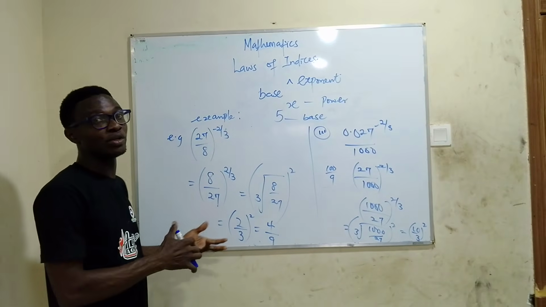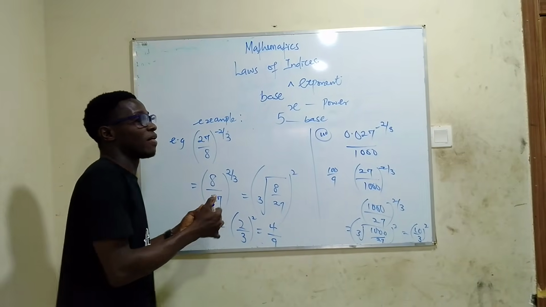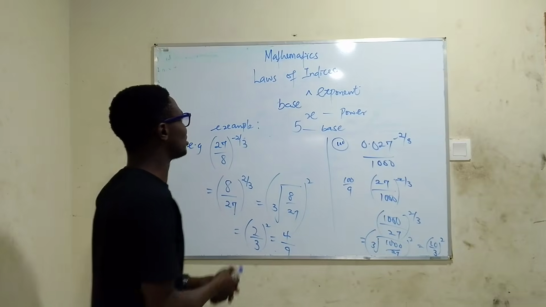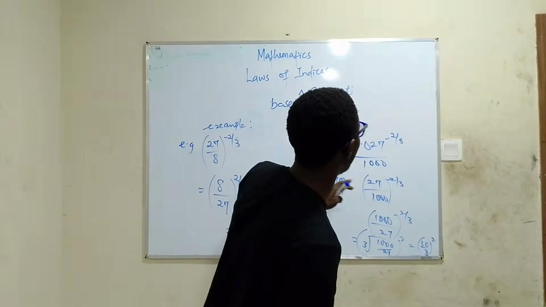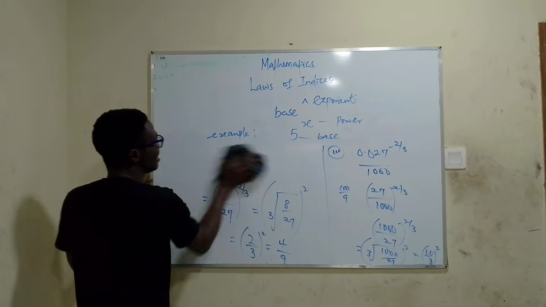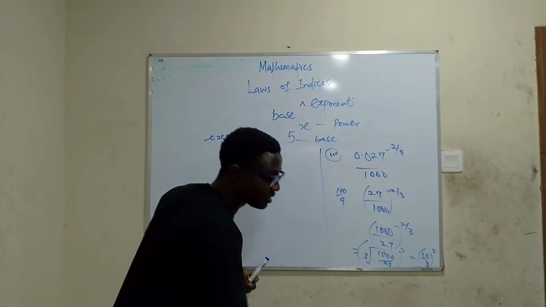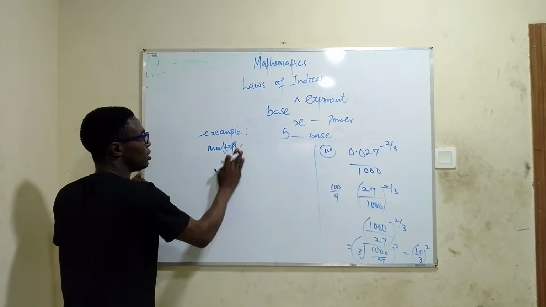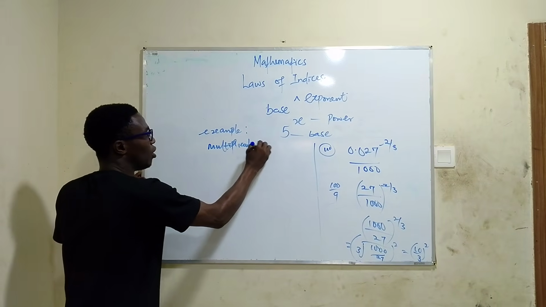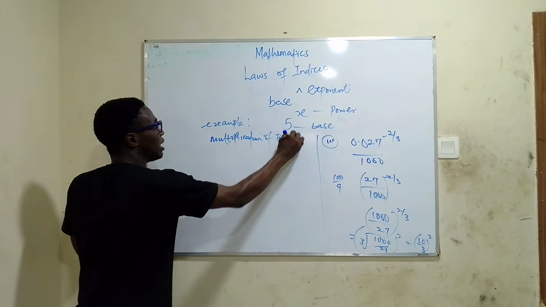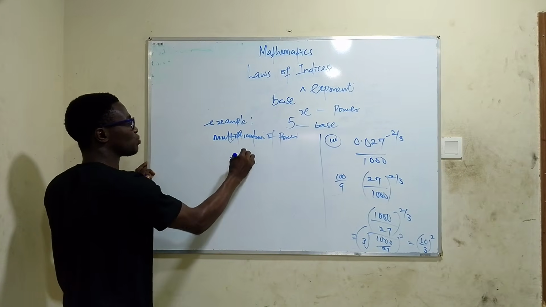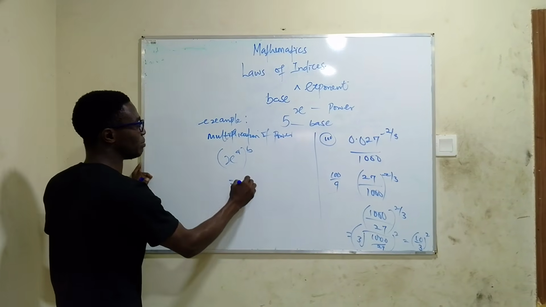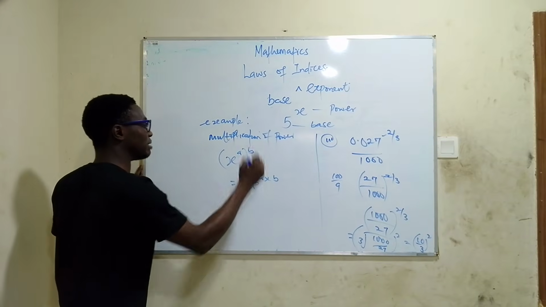Since this video is actually a 15-minute video, we can talk about other laws. But basically, these are the major laws except the last law, which is the multiplication of power. Let's say we have x raised to the power a, all raised to the power b. This implies x raised to the power a times b.